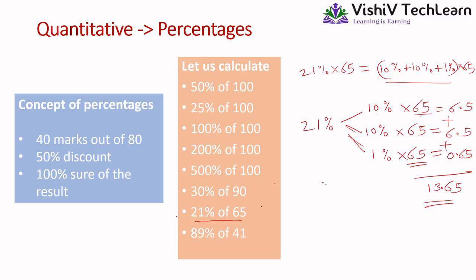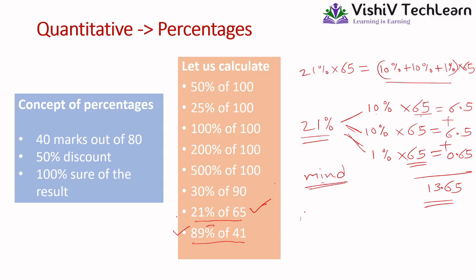Now many times those students who are habitual to use a calculator are not able to calculate this, maybe even using paper. But after a very good practice, we can calculate this in our mind without using pen and paper as well. We will be able to do this mental calculation, but obviously practice is much required over here. Let's calculate the last one, 89% of 41.